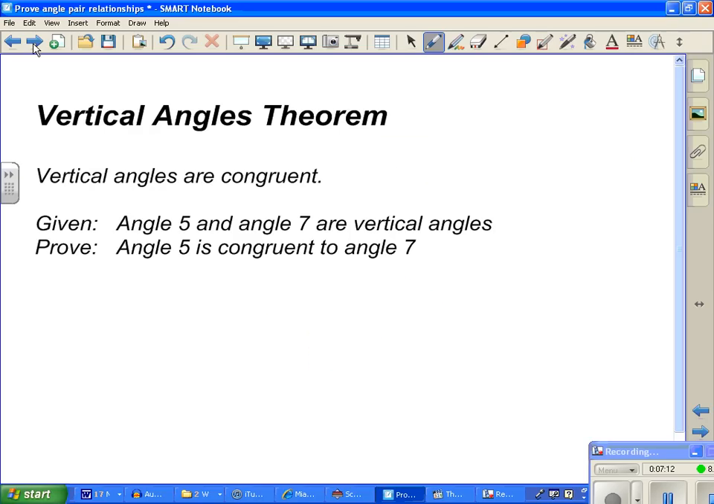Finally, vertical angles theorem. Vertical angles theorem. This comes out of your book. This is where I'm getting the goofy numbers. Given: angle 5 and angle 7 are vertical angles. Prove: angle 5 is congruent to angle 7.